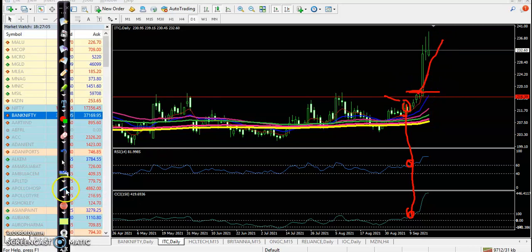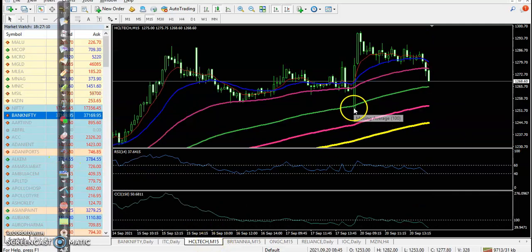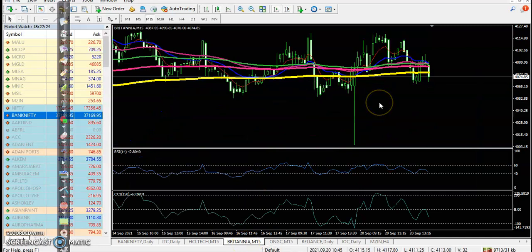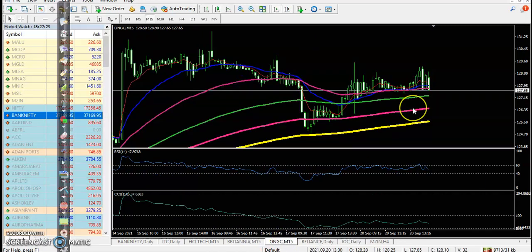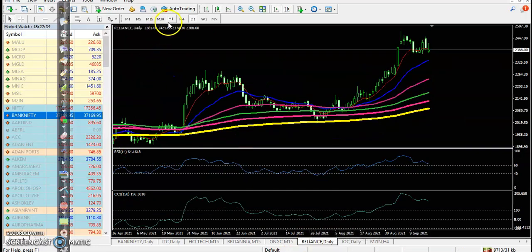But here is another stock, HCL Tech. You can see it opened with a gap up and price went a little higher, but closed exactly near yesterday's, like last Friday's, closing price, so no trade opportunity. Britannia, same here, no trade opportunity. ONGC, no trade opportunity, and Reliance, here also no trade opportunity.